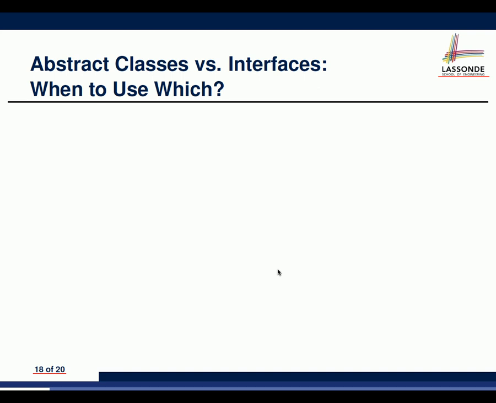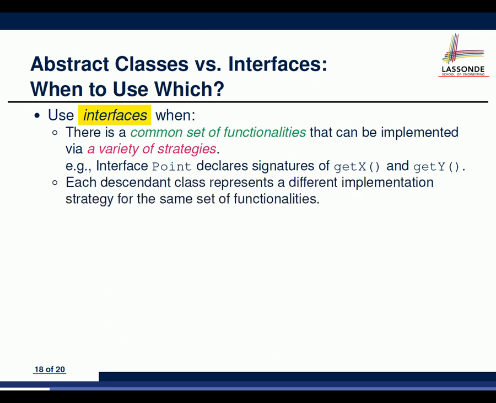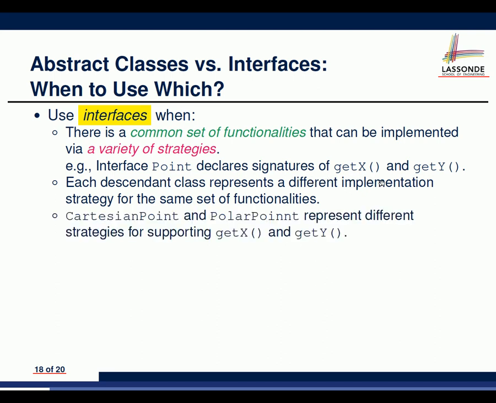Let me just summarize that. Use interface if there's a common set of functionality, let's say get X and get Y, and then you got different strategies, polar versus Cartesian, and they are simply completely different strategies for you to use. Get X and get Y are the functionalities. Each descending class represents a different implementation strategy, polar or Cartesian. Cartesian point, we support get X and get Y by using X and Y. In the case of the polar points, we support get X and get Y by using R and phi, the angle.